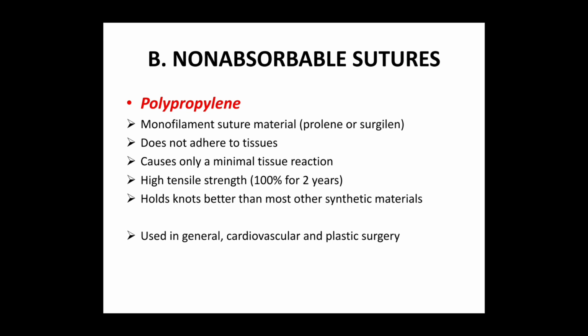It is best used for repair in hernia surgery, for approximation of the posterior wall defect. It is used to fix the mesh in hernia surgery. It is used in other general, cardiovascular and plastic surgery. Most plastic surgeons, for approximation of the tissues, usually use Prolene.